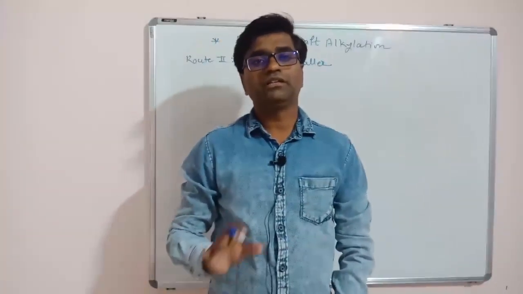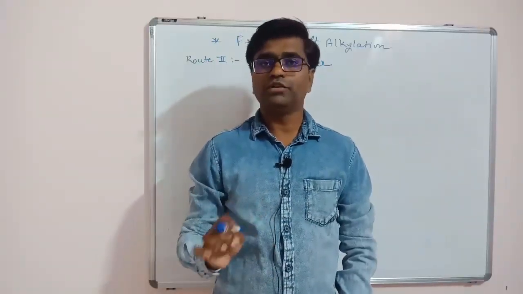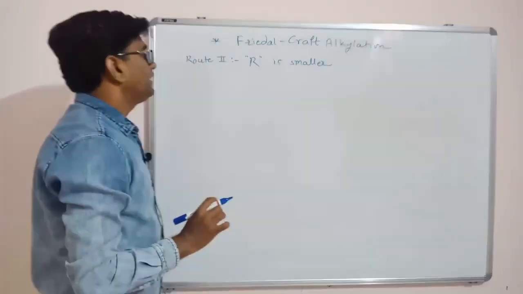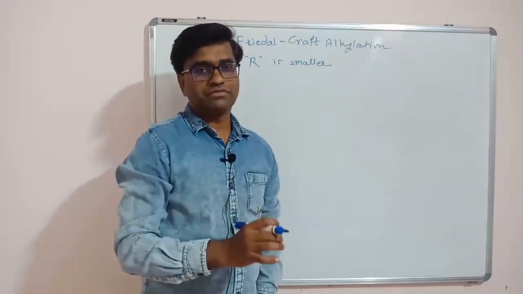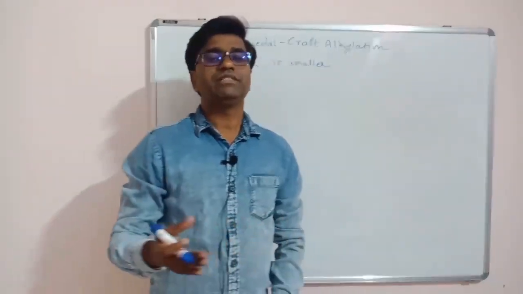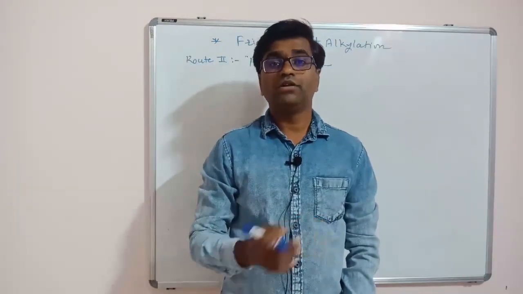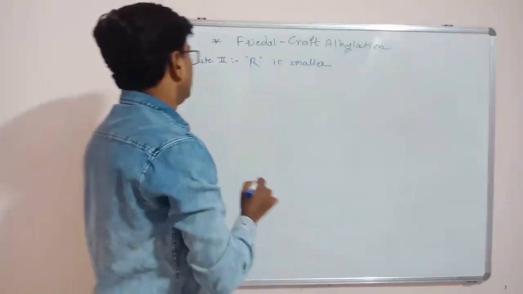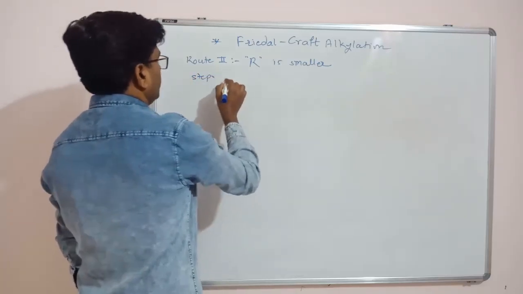Friends, now we will learn the Friedel-Crafts alkylation mechanism when the R group is smaller. In that case also the reaction mechanism will be 3 steps. First one is polarization, formation of electrophile, second one is the formation of sigma complex, and third step is aromatization. Now see, step first is polarization.